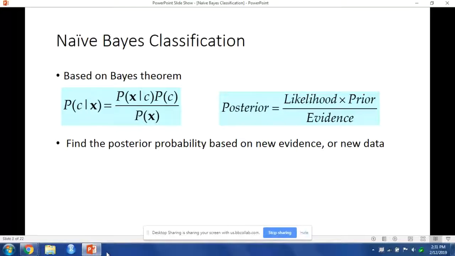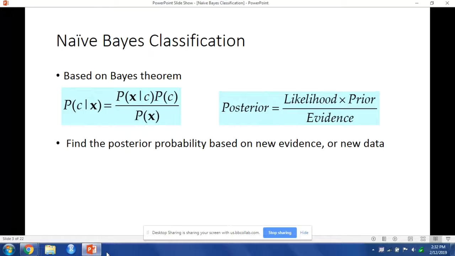To start, the naive Bayes model is built off of Bayes' theorem, which is presented here. Basically, it is the probability of C given X is equal to the probability of X given C times the probability of C divided by the probability of X. The results give us something called our posterior probabilities. So we have the likelihood of an example being classified times its prior probability divided by our new evidence that was found. So I'll explain.